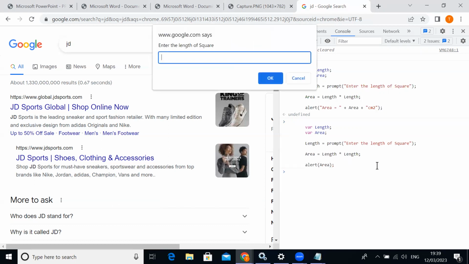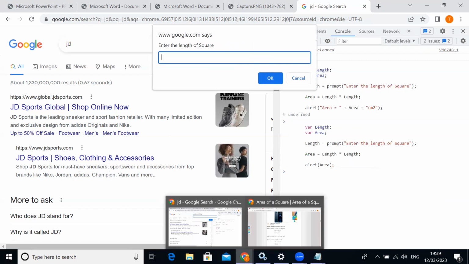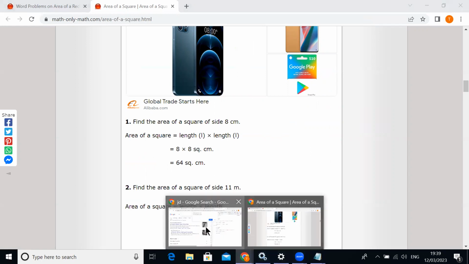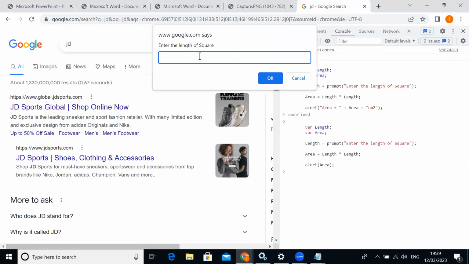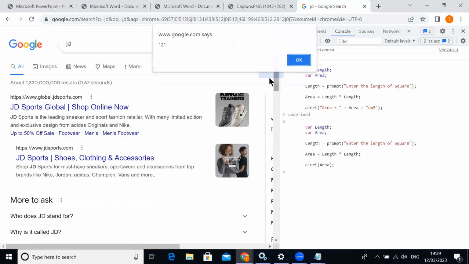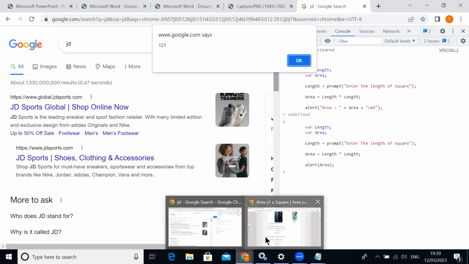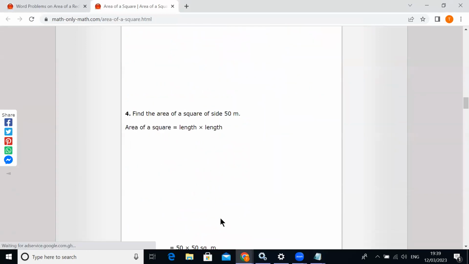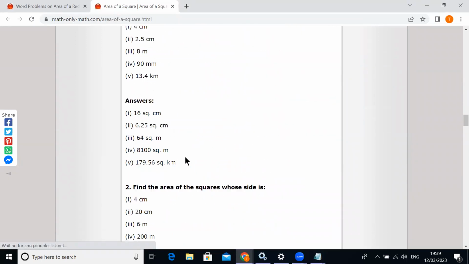So then let's go and solve a different question. Number 2: find the area of a square of side 11. So the length of one side of the square is 11. We type 11. Let's see. And the answer is 121. Let's go and see whether it's correct. Length times length, 11 times 11, and we have 121 square meters. You see, it works and it's cool.